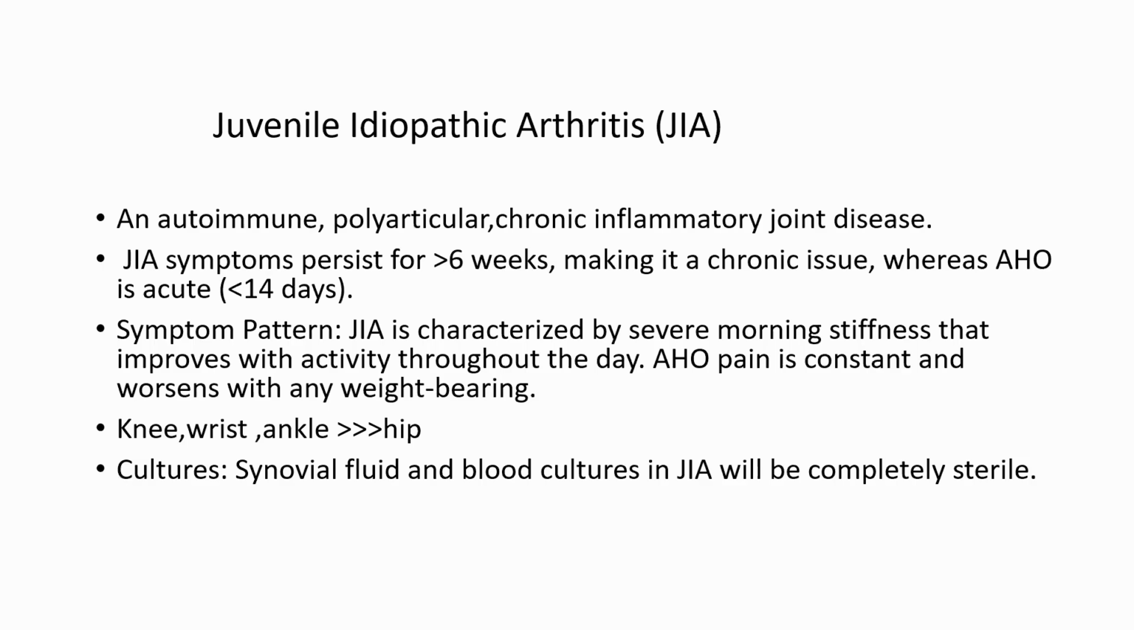Acute osteomyelitis should be differentiated from a few entities, one of which is juvenile idiopathic arthritis, which is an autoimmune polyarticular chronic inflammatory joint disease. The symptoms persist for more than 6 weeks, making it a chronic issue, whereas AHO is usually acute and less than 14 days. Also, the symptom pattern is different in JIA. It is characterized by severe morning stiffness that improves with activity throughout the day. And in AHO, pain is constant and worsens with any weight bearing. The involvement of joints in JIA is knee, wrist, and ankle more than hip. And in JIA, the cultures, that is synovial fluid and blood cultures, will be completely sterile.